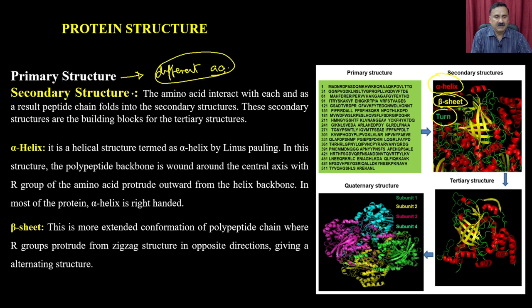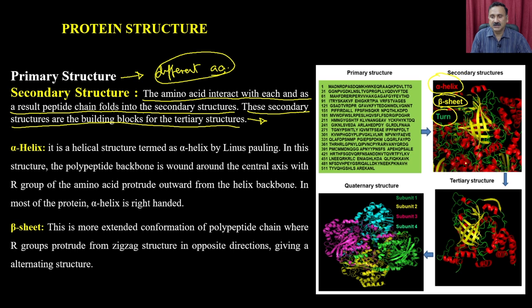So what are the secondary structures? The amino acids interact with each other, and as a result, the peptide chain folds into the secondary structures. The secondary structures are the building blocks for the tertiary structures. So this is what we have done, right? Primary structures, secondary structures. Secondary structures come together and give you the tertiary structures. And if the protein has different subunits, it is going to give you the quaternary structures.